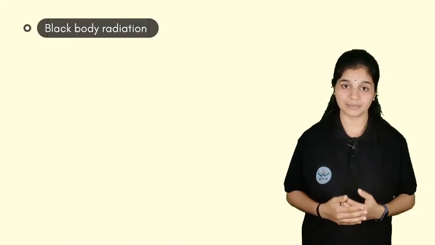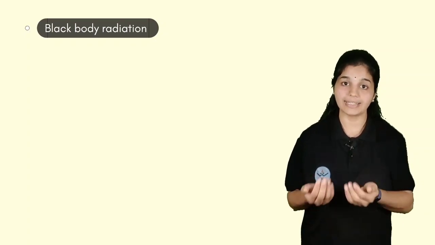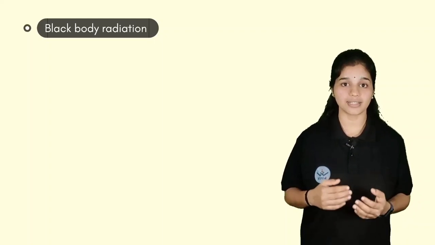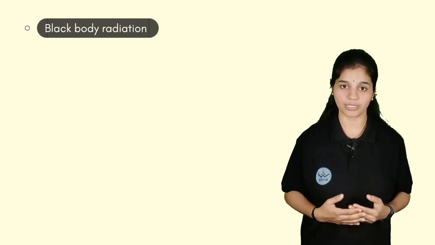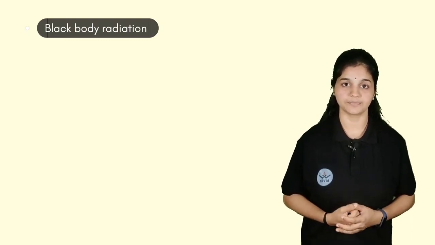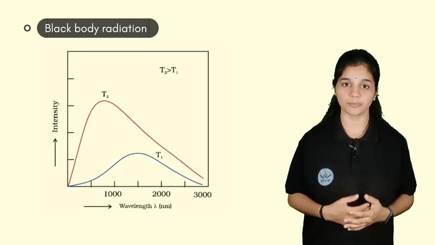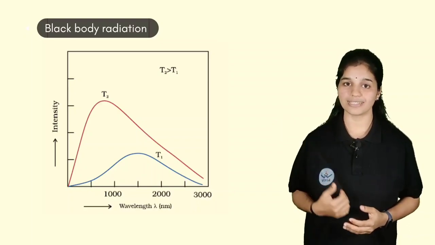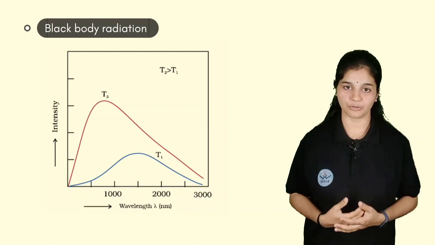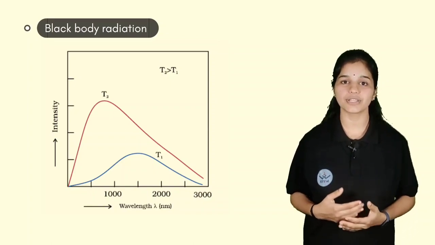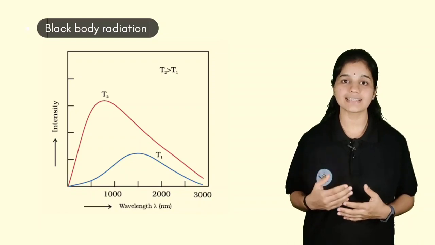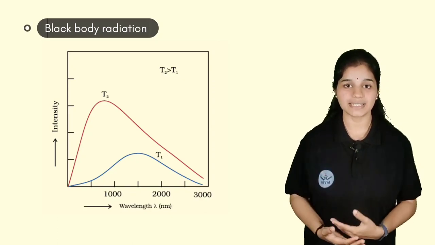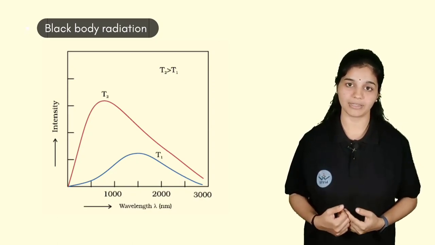If we consider an ideal body which emits all types of radiation and absorbs all types of radiation, it is named as a black body. And the radiation that is emitted or given out by a black body is termed as black body radiation. The intensity versus frequency curve for a black body depends on the temperature. And you can visualize the graph here on the screen. From this curve for a black body, you can visualize that the intensity of radiation emitted increases as the wavelength decreases and it reaches a maximum value at a point. Further, the intensity of the radiation decreases as you decrease the wavelength.